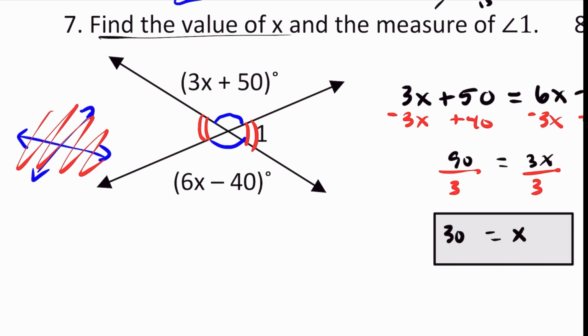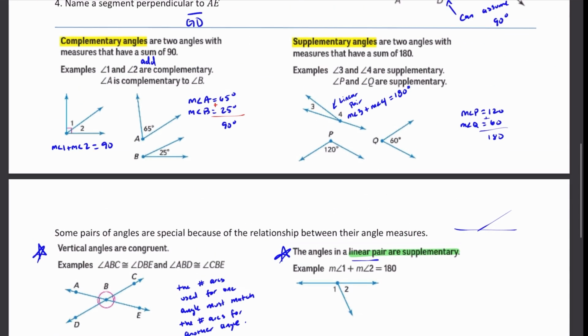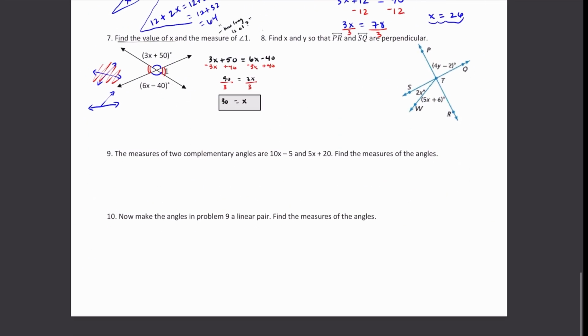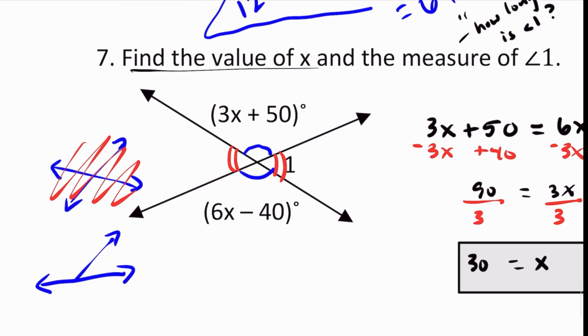Well, we need to resort to linear pair because that's something that we talked about on today's notes, right? So what's linear pair again? The angles in a linear pair are supplementary. The measure of angle 1 plus the measure of angle 2 is equal to 180 degrees. So going back, I need to find that linear pair. Okay, so where's that linear pair?